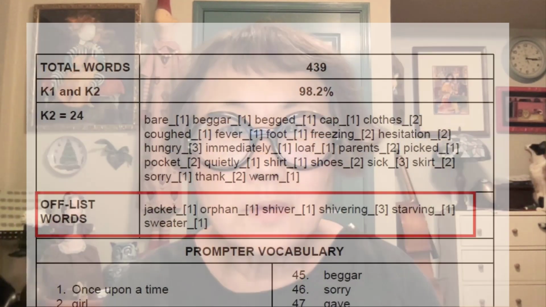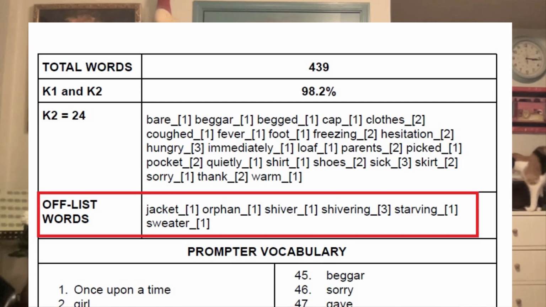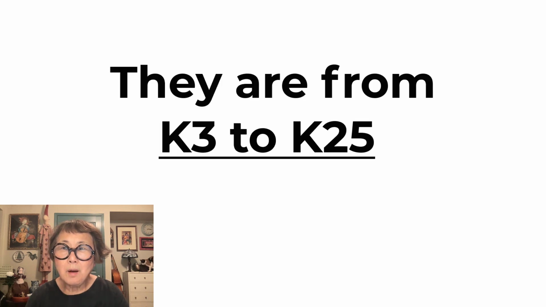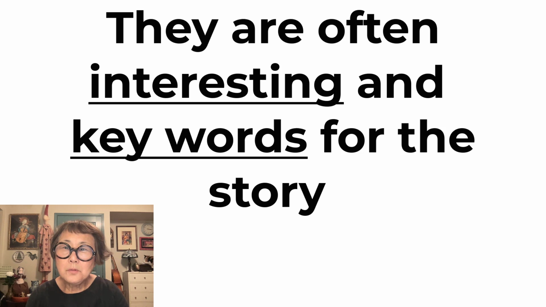The information about which words are off-list words in the text is very helpful when we prepare for an SL session. Off-list words are the words that are not K1 and K2 words, and they are from K3 to K25. Off-list words that appear in the text are often interesting, and some of them are keywords for the story.